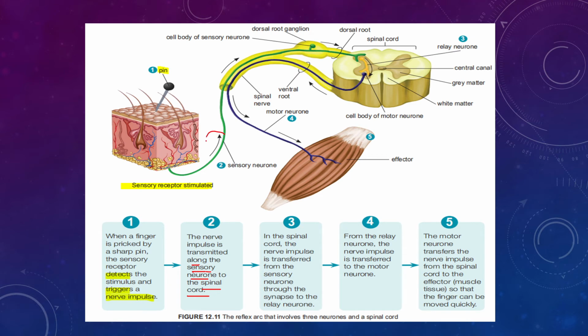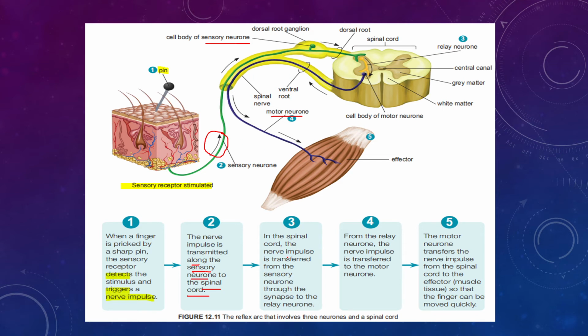So look at the arrow here. This nerve impulse travels into the, remember, this is the spinal nerves going in. This is the sensory neuron, going into the dorsal root, into the spinal cord. That's the gray matter. A relay neuron is in between, intermediate between the sensory neuron and the motor neuron, going out through the ventral root and then to the effector.